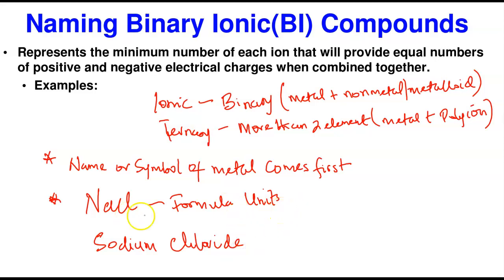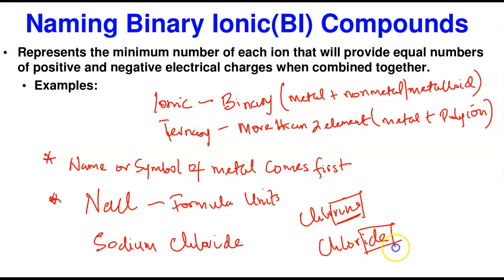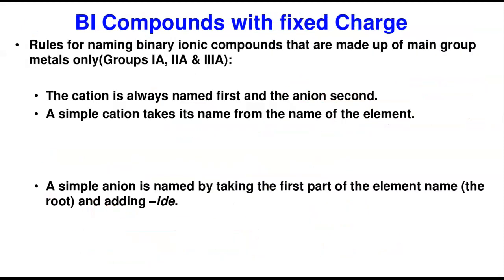Of course, we have chlorine here, remember? We're going to remove the last part of this chlorine and then put ide. So it's going to be chloride, i-d-e. This is what replaces it. And when you put those things together, we have the name of a binary ionic compound, an ionic compound that contains two elements. So what are the rules?